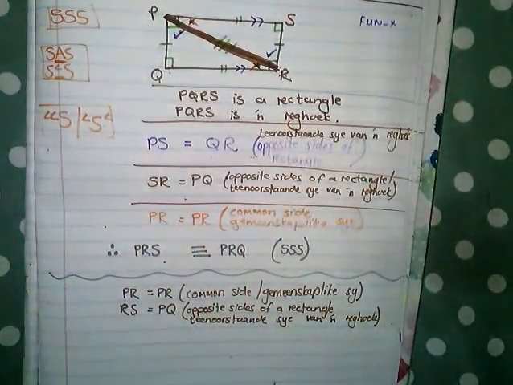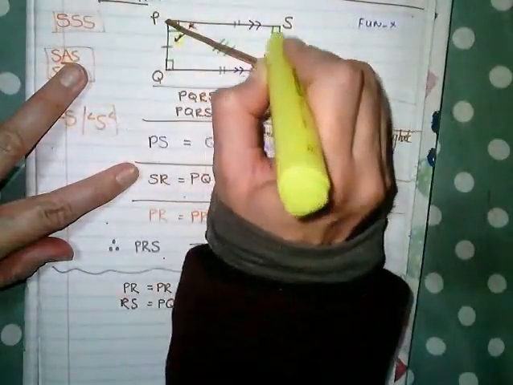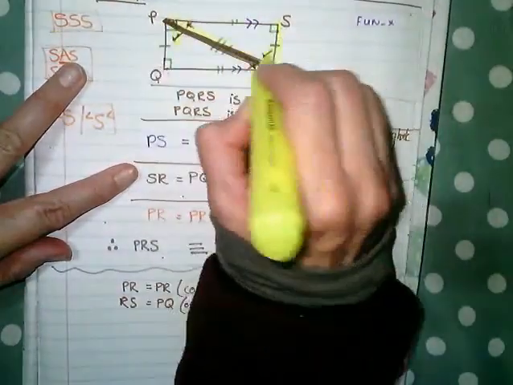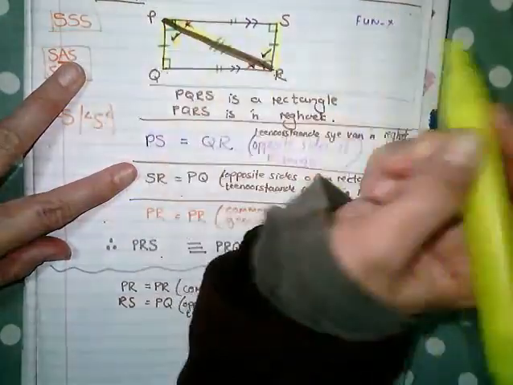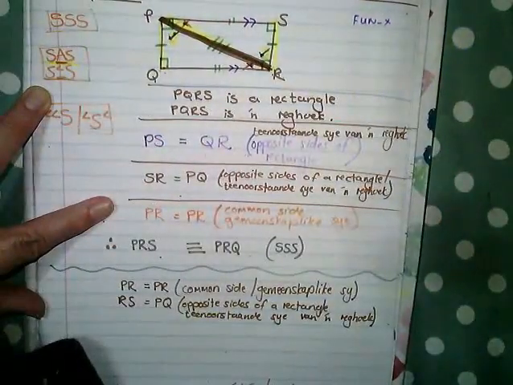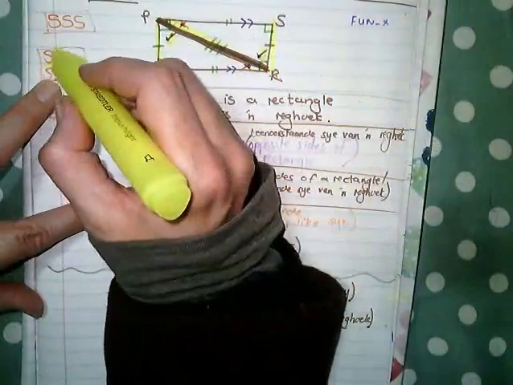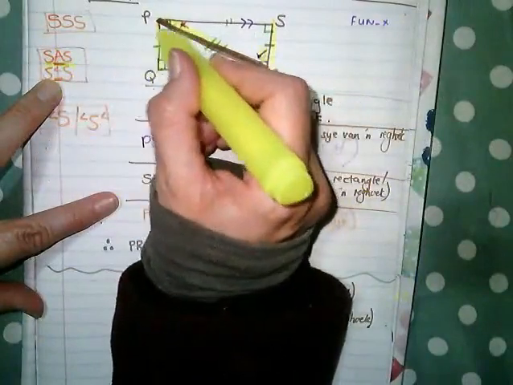That angle is between those two sides, right? And for this instance of congruency, we have to have an angle between the two sides, which we have here.